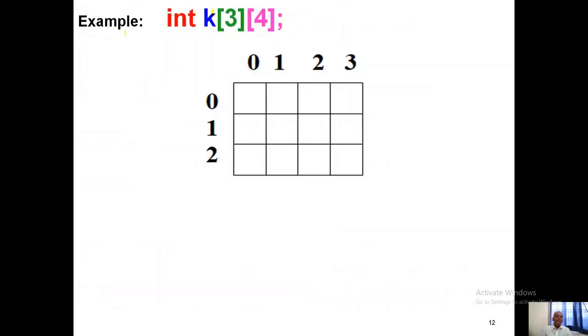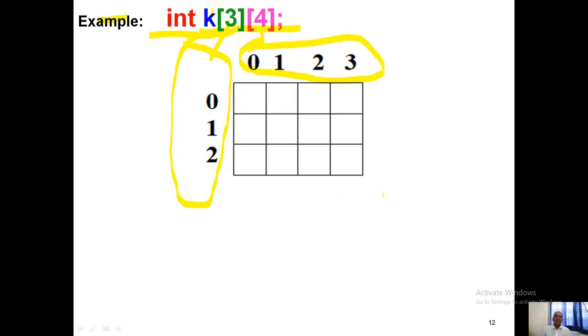Let us look at int k of 3 comma 4. Here int is the data type. k is the name of the array. We gave this array the name k. 3 is the number of rows. K of 3 is the number of rows, and this is k of 4, the number of columns in this array.